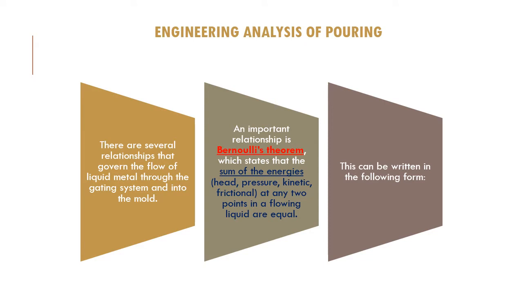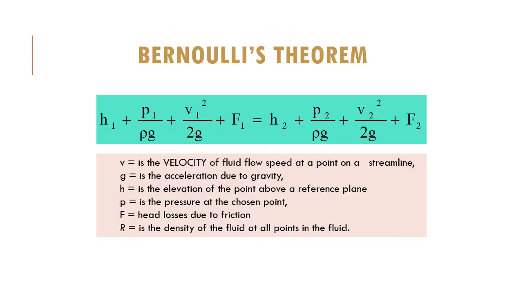So here is some engineering analysis on the pouring of the molten metal. There are several relationships that govern the flow of the liquid metal through the gating system and then into the mold. One of the important relationships is called Bernoulli's theorem. Bernoulli's theorem states that the sum of the energy, which is head, pressure, kinetic, and frictional, at any 2 points in the flowing liquid are equal.